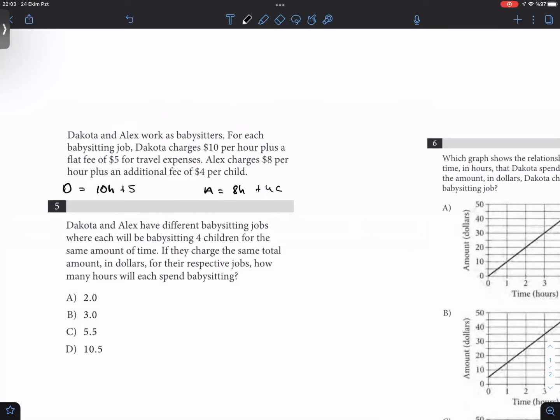Now, our question asks: Dakota and Alex have different babysitting jobs where each will be babysitting 4 children for the same amount of time. If they charge the same total amount in dollars for their respective jobs, how many hours will each spend babysitting? First, we change C to 4. That gives us 8H plus 16 is equal to 10H plus 5.